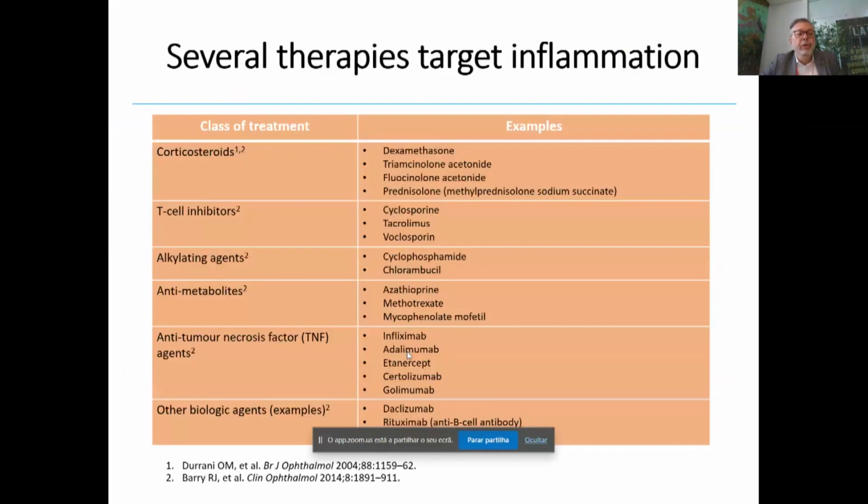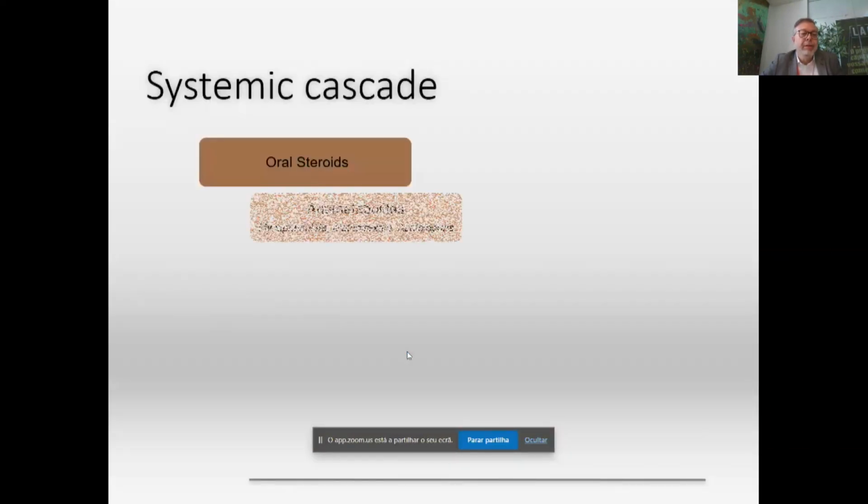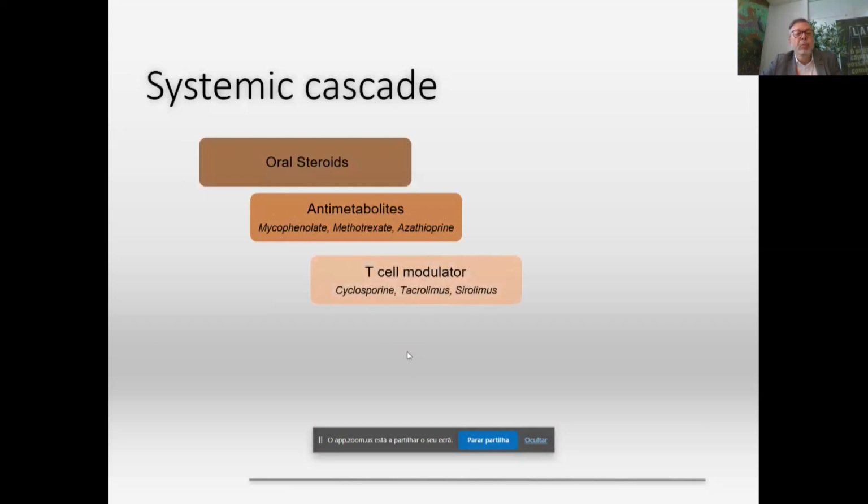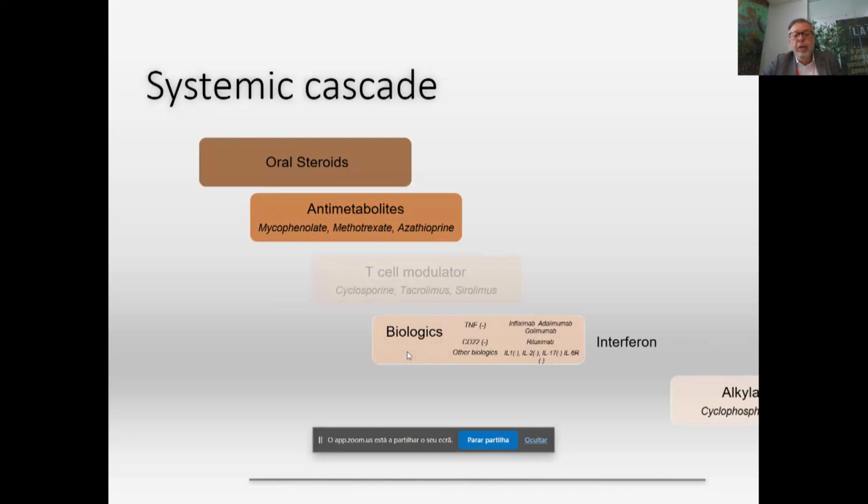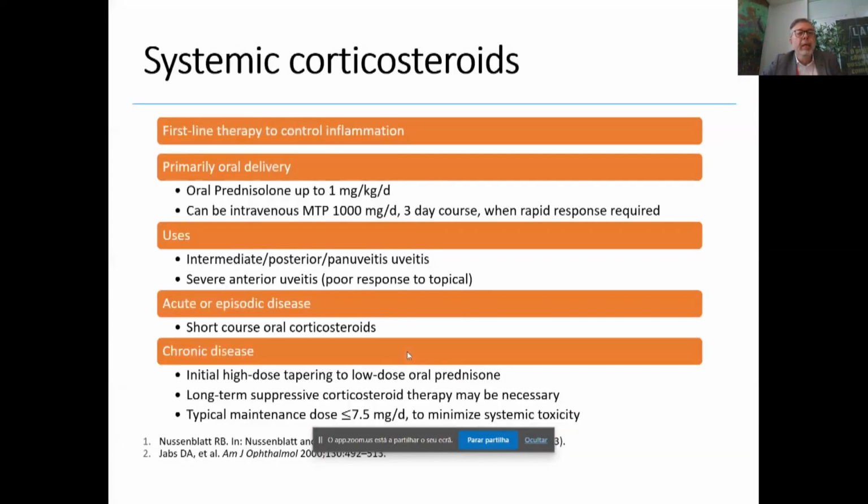And just to finalize here, the systemic therapy options: we have many alternatives as targets for therapy, starting with our cascade of steroids first, including usually antimetabolites, and then T-cell modulators. But more and more, I think biologics are gaining the upper hand in terms of the indications and are more frequently used. The alkylating agents are more historically mentioned here, still used sometimes, but very infrequently these days.